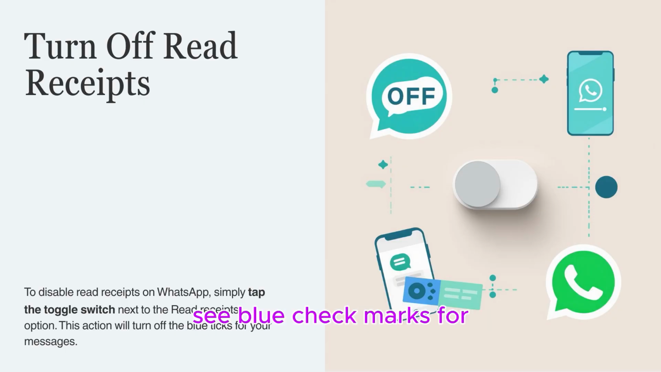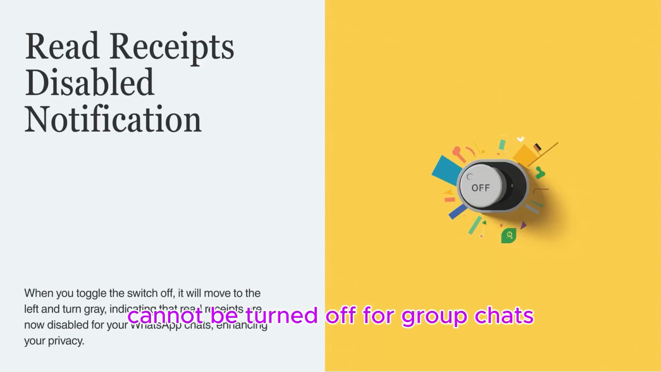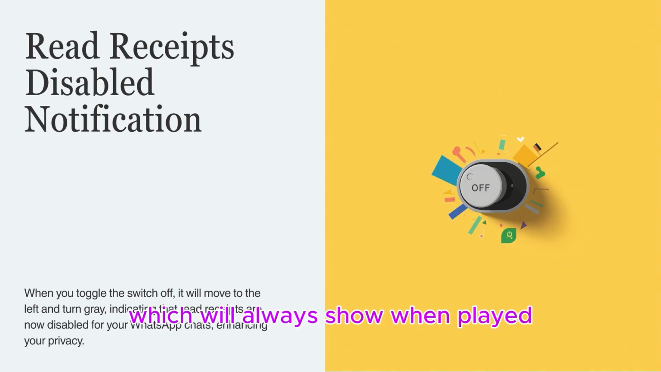and you will not see blue check marks for messages others read from you. However, note that read receipts cannot be turned off for group chats or for voice messages, which will always show when played. This setting is account-wide and applies to all your individual chats.